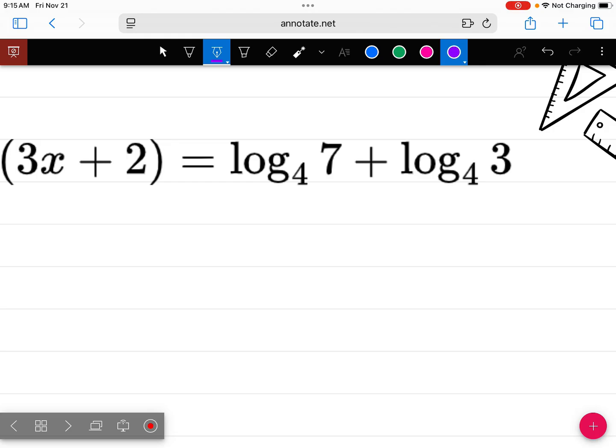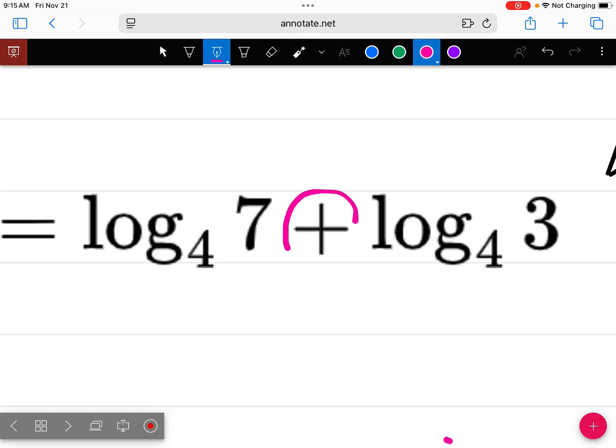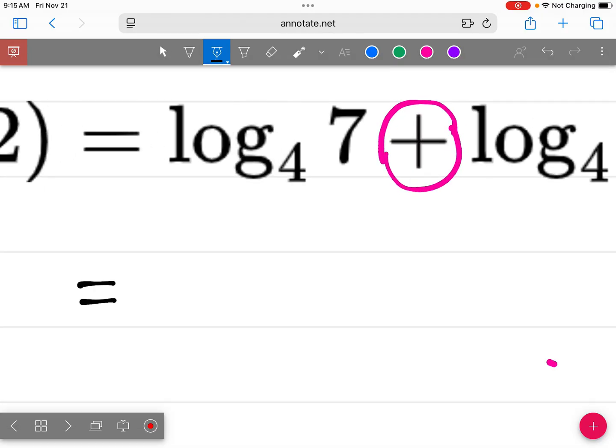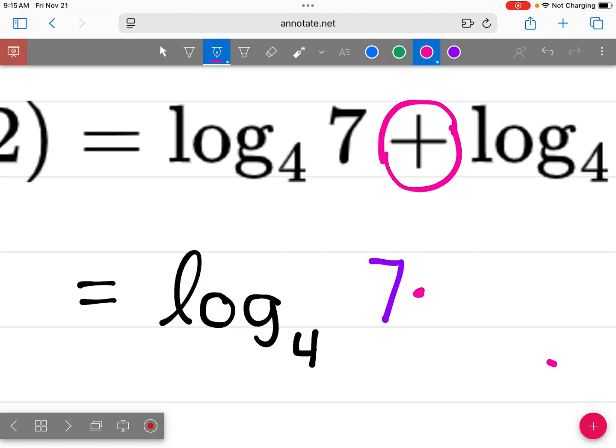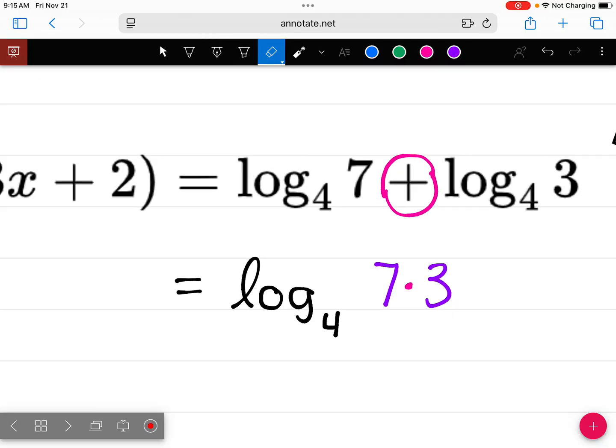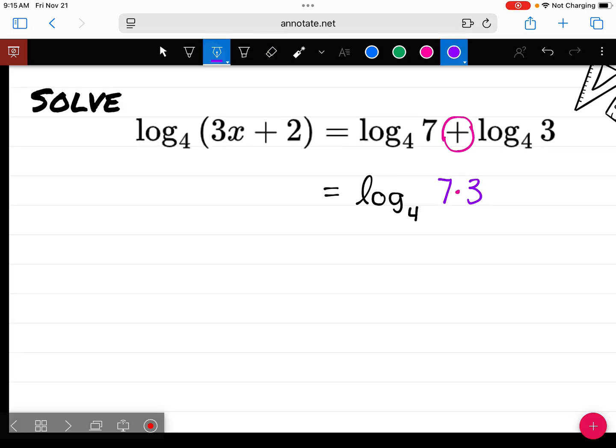Addition becomes multiplication. Condense this side. I see logs with the same base on both sides, so I'd really like it if I could just have a log of something equals log of something, because then I can ignore the logs entirely and just look at my arguments. So I'd really like if we could condense this right-hand side down. So we're going to take our addition and turn this into multiplication. So we're going to condense it. So this is going to equal log base 4 of 7 times 3. Addition becomes multiplication of the arguments. Whenever we're condensing, we should lose logs.